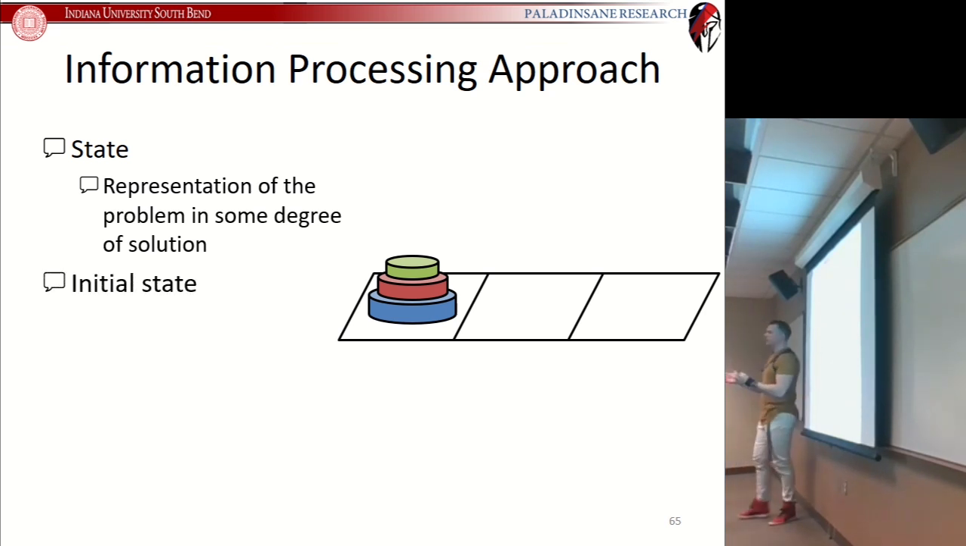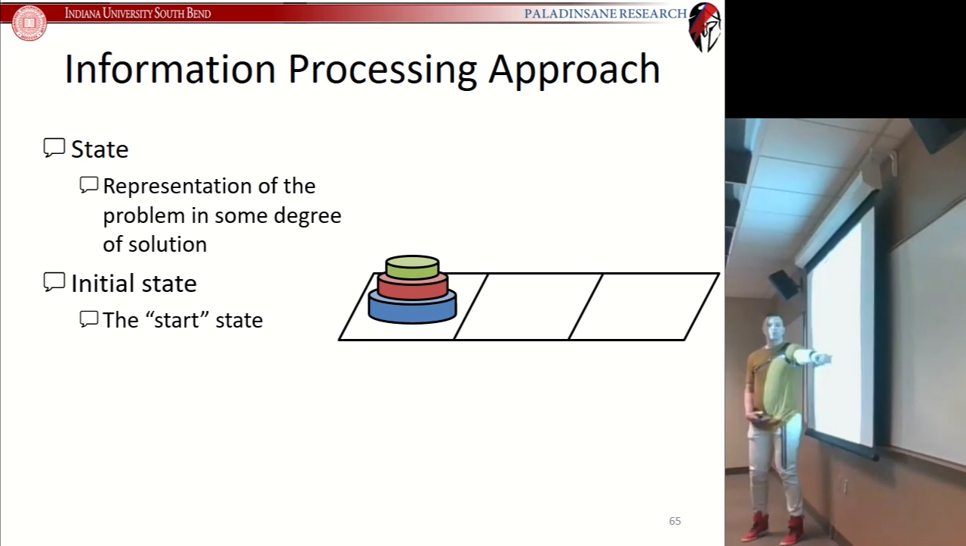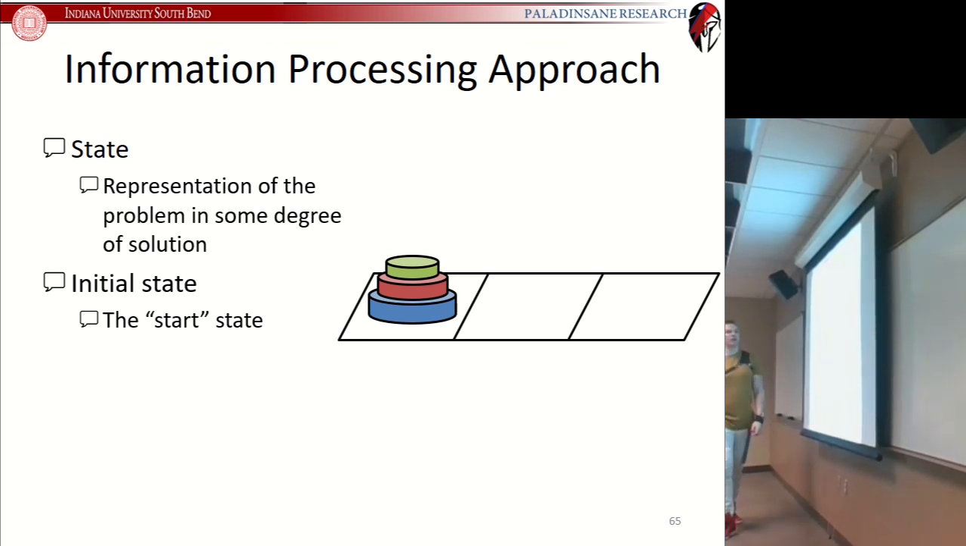And you can differentiate three major types of states. The first one is the initial state. The initial state, that's the start state. That's where you are at the beginning. That would be this right here in the Tower of Hanoi. So the initial state is where you're starting with your problem.